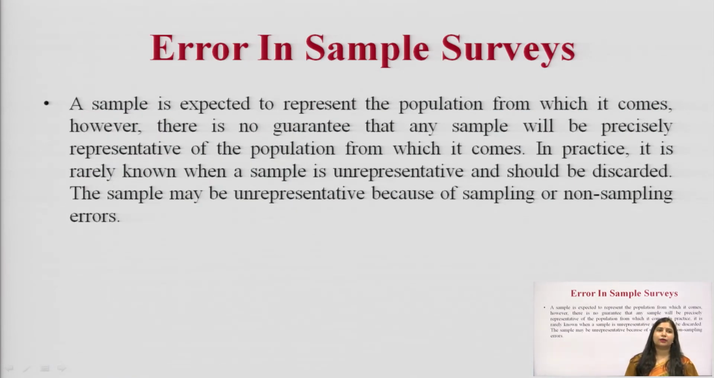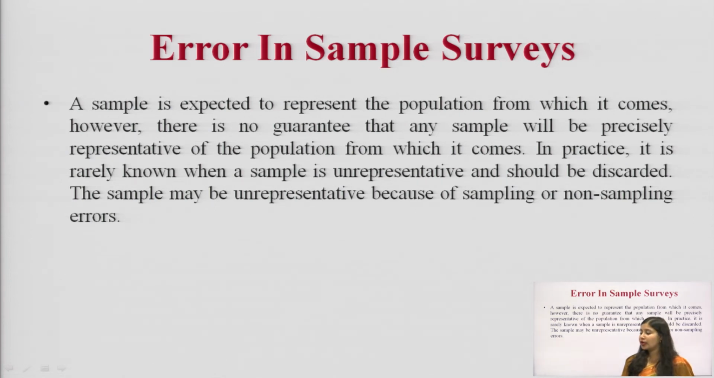Now, error in sampling. It is possible that the sample we have collected has a certain error. The sample is expected to represent the population from which it comes. However, there is no guarantee that any sample will be precisely representative of the population, and in practice it is rarely known that a sample is unrepresentative and should be discarded. Whatever sampling error may happen, the sample we have chosen may not have the characteristics of the population, or there is no representation of the population. These types of errors happen in our sample.